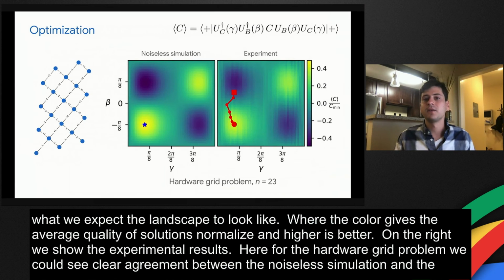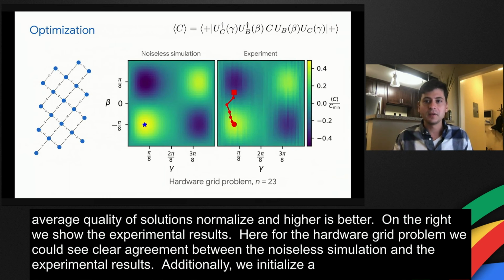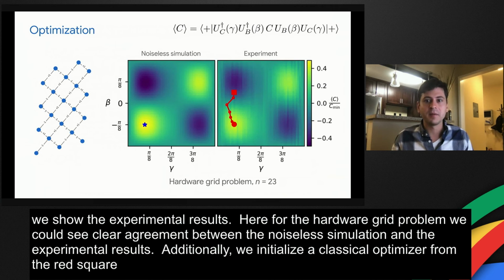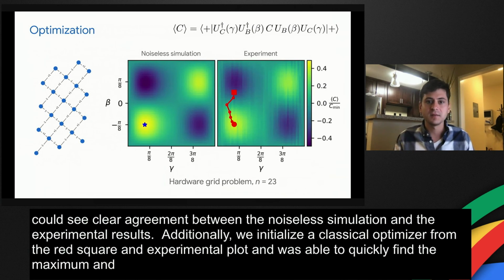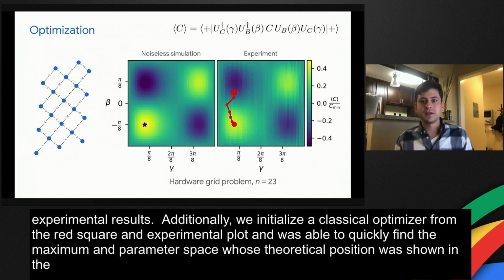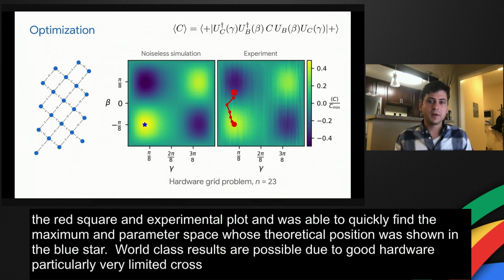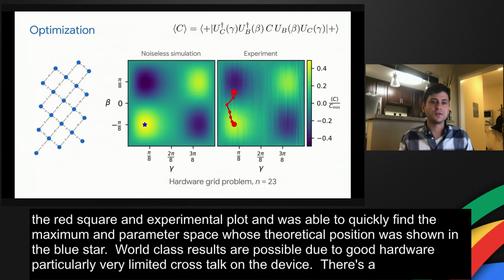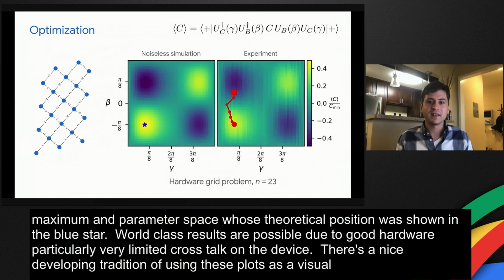Additionally, we initialized a classical optimizer from the red square in the experimental plot, and it was able to quickly find the maximum in parameter space, whose theoretical position is shown with a blue star in the noiseless simulation plot. And these sort of world-class results are possible due to good hardware, particularly very limited crosstalk on the device. There's a nice developing tradition of using these plots as a visual representation of what's going on. I personally really like that.